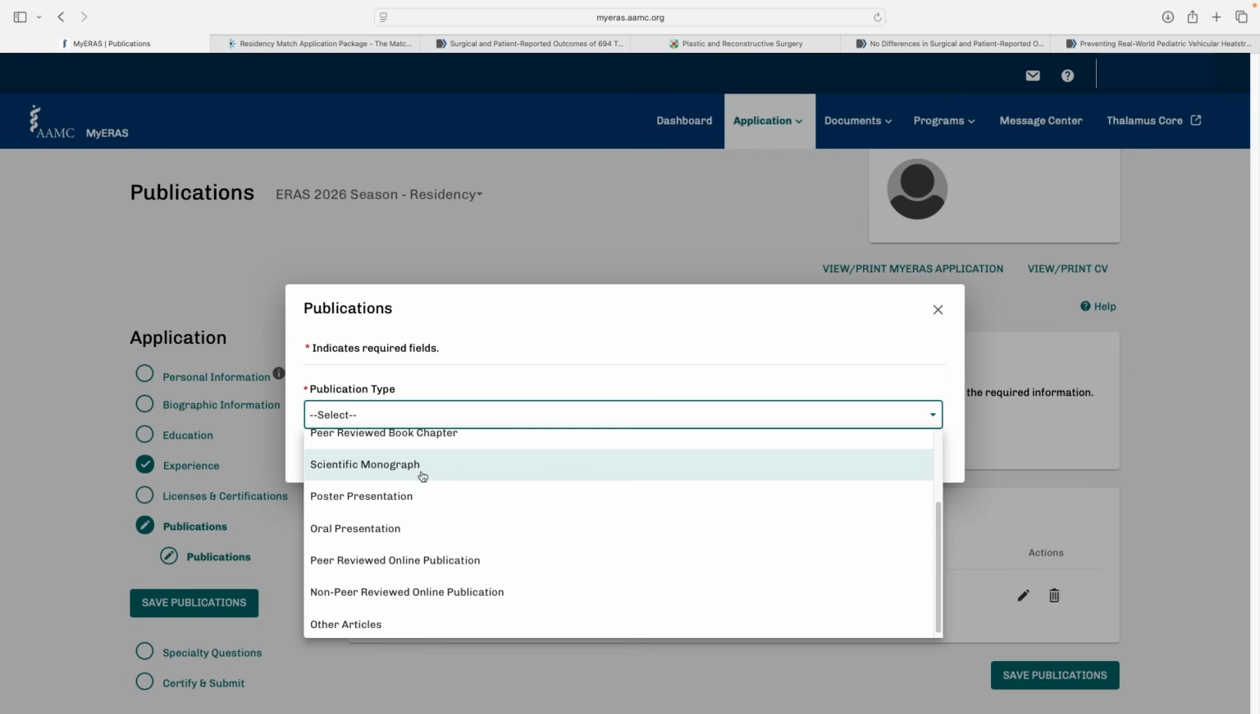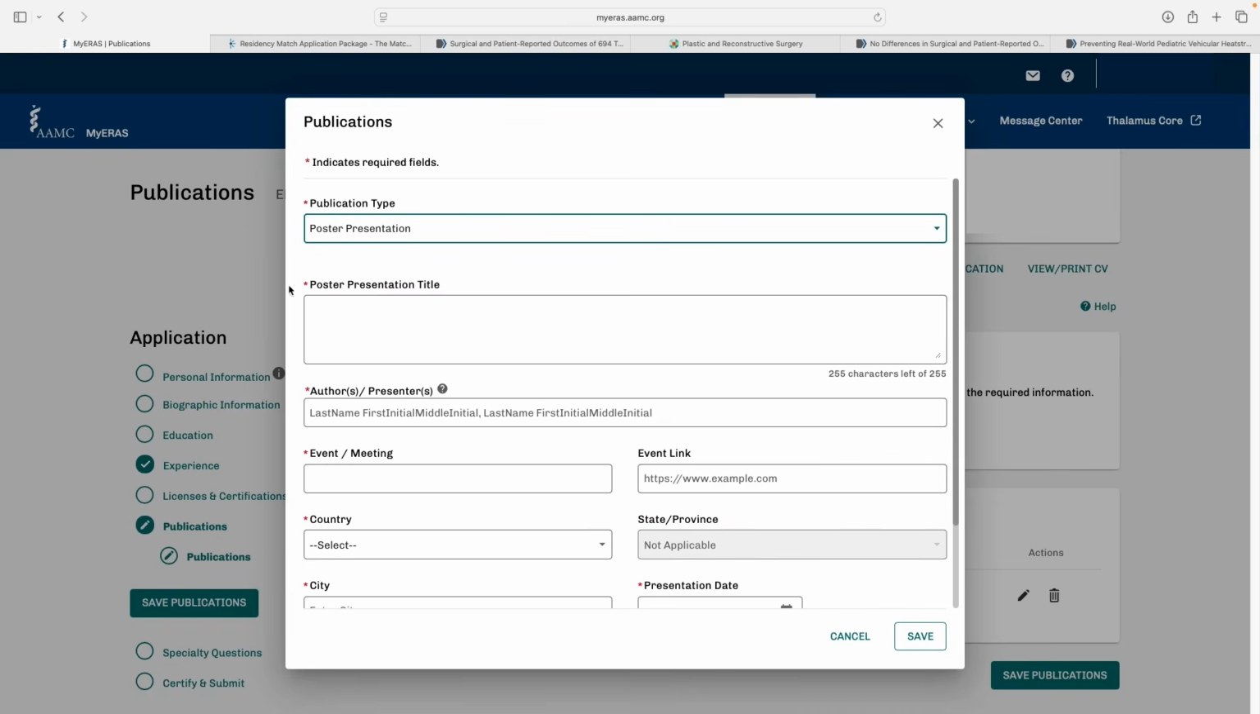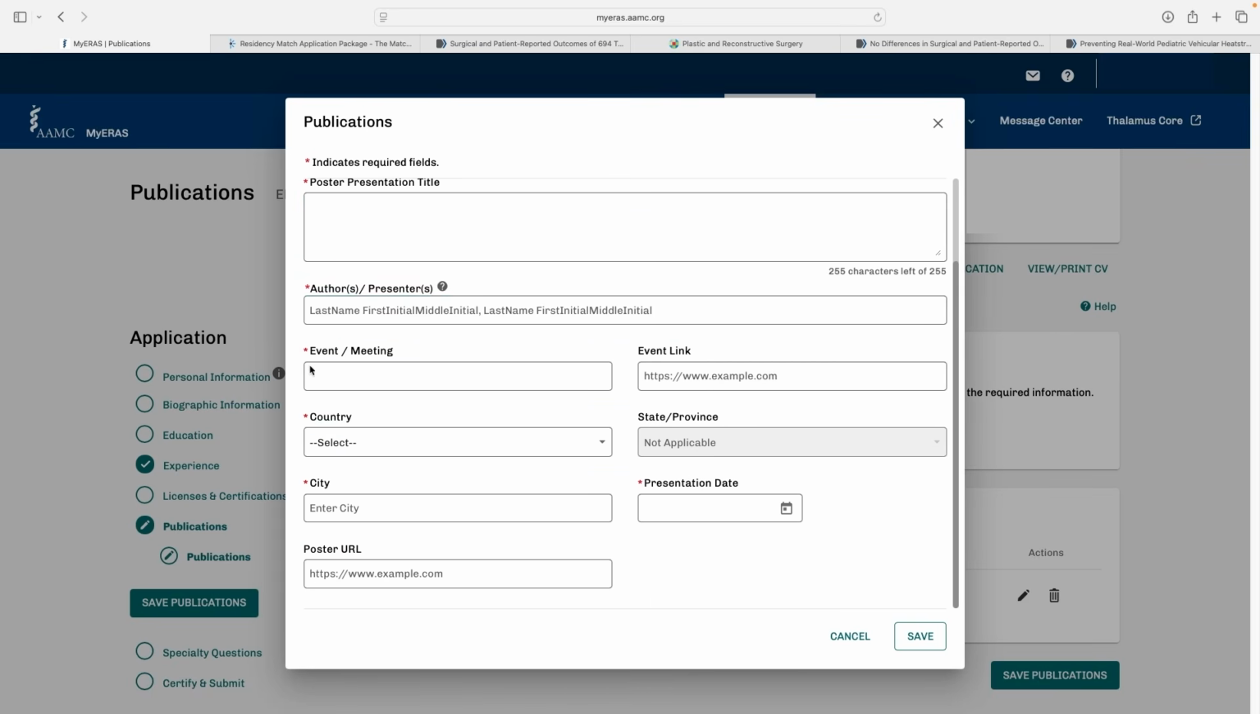very commonly among medical students and graduates, but if you have one, you can add it here. Poster and oral presentations, very important for medical students, so let's open that. You can put the title of your presentation here, the authors of the presentation, what is the name of the conference that you presented at. If there is a link for that, you can add that here, the country, city, presentation date, and the poster URL if you have that available.